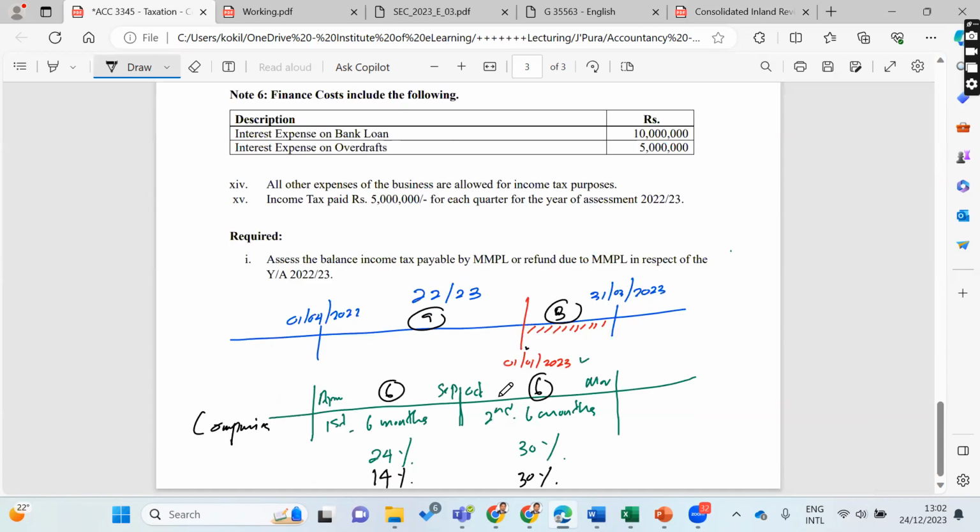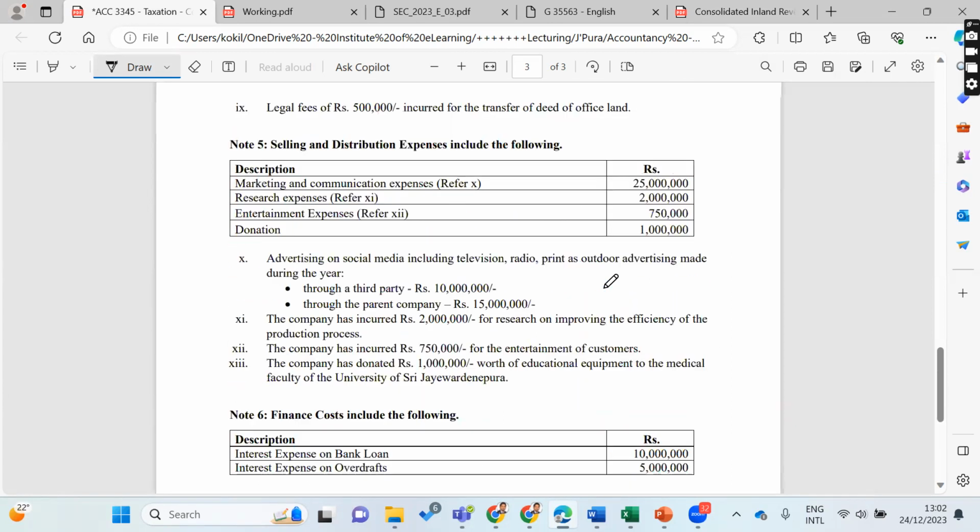Here the question asks you to assess the balance tax payable or refund due of MMPL in respect of the year of assessment 22-23, right?